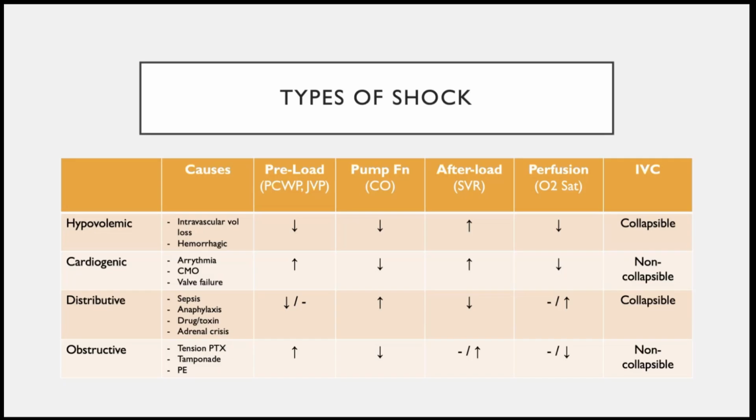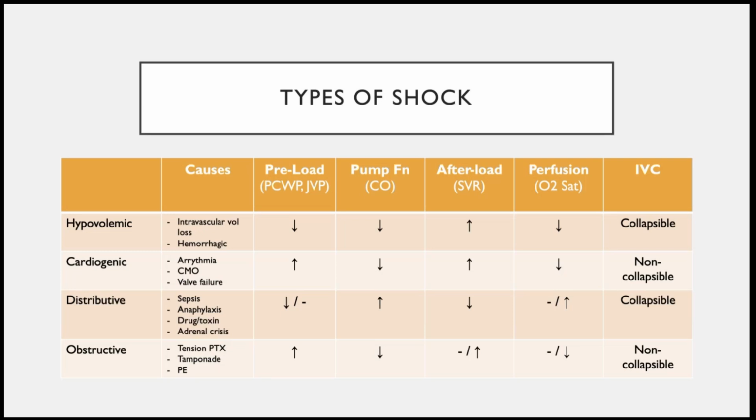indicating a low CVP. Next, we'll look at cardiogenic shock, which can be caused by arrhythmias, cardiomyopathy, valve failure. In this setting, you'll have a low cardiac output and usually a non-collapsible IVC, indicating a high CVP.